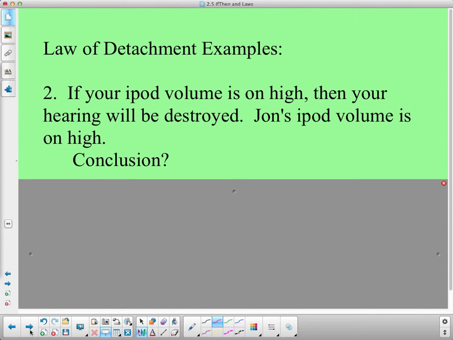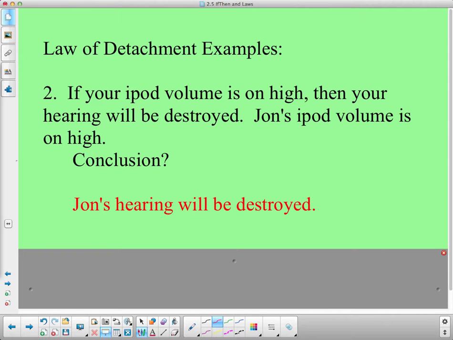How about if your iPod volume is on high, then your hearing will be destroyed. John's iPod volume is on high. John's hearing will be destroyed. Correct. Now it's just using the sequence that is up here. Makes sense? Do we need to do a bunch more?